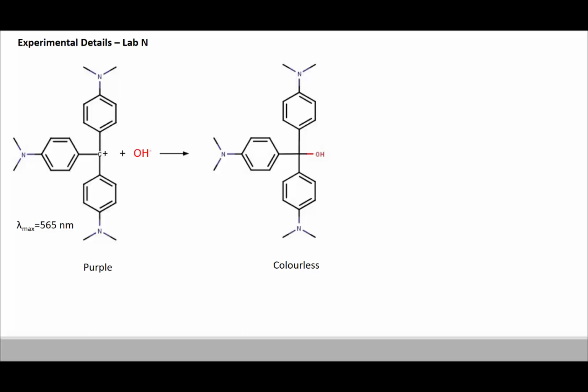Given that the product of this reaction is colorless, i.e. does not absorb visible light, we can monitor the progress of the reaction by measuring the decrease of absorbance at 565 nanometers as a function of time.